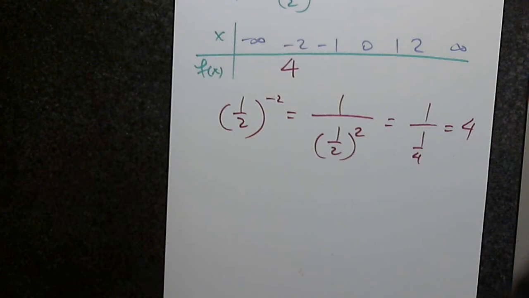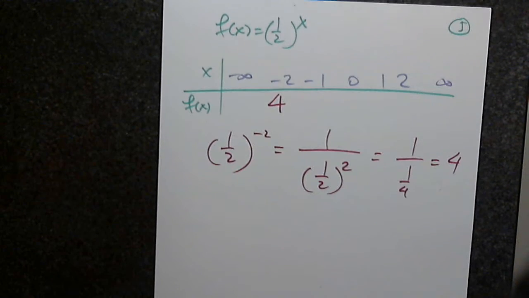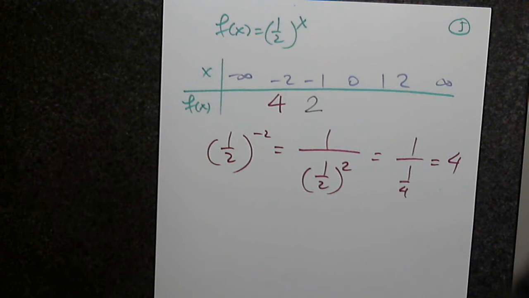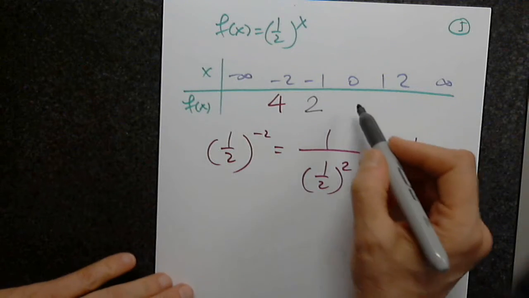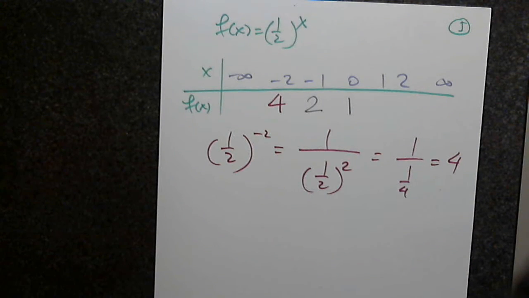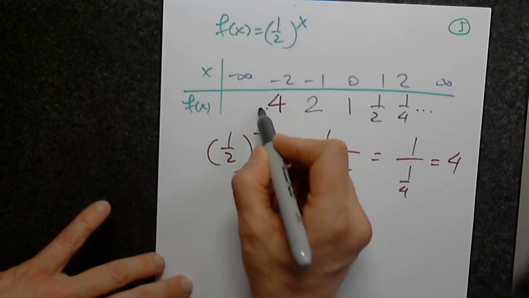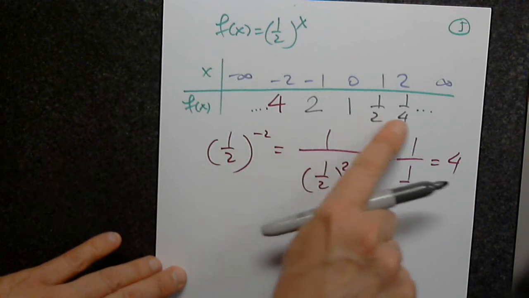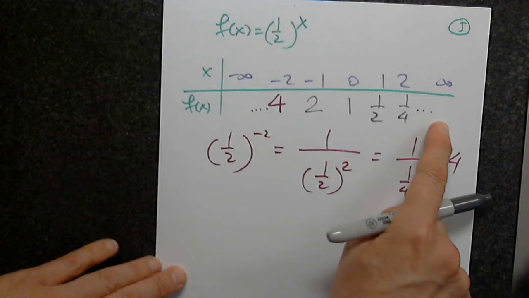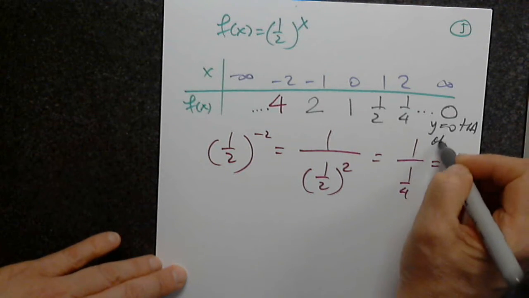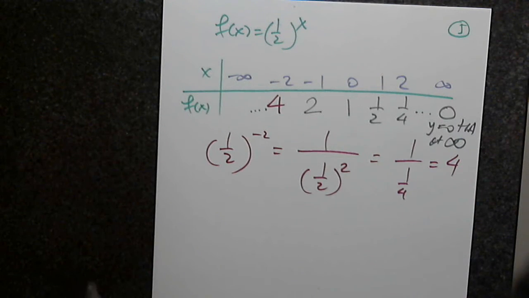Let's plug in -1. What do we get when we plug in -1? Excellent. When we plug in 0? Excellent. When we plug in 1? Excellent. And then 1/4. Now I want the end behavior. Where am I going this way, please? Excellent. So y equals 0 is a horizontal asymptote at infinity now only.